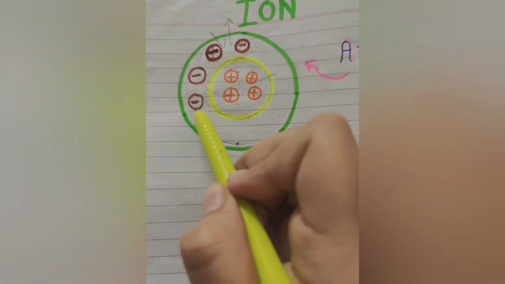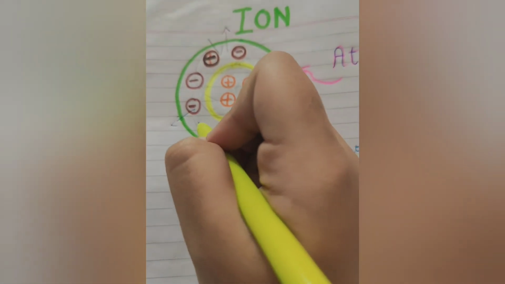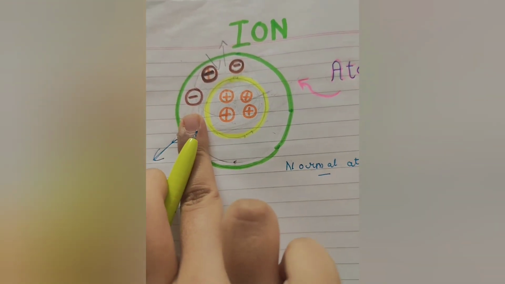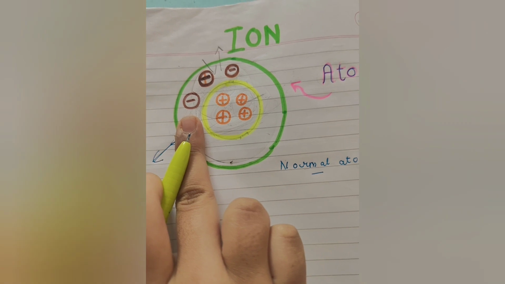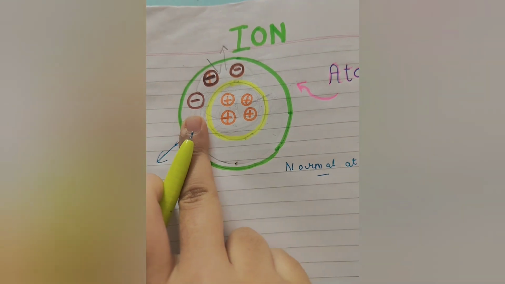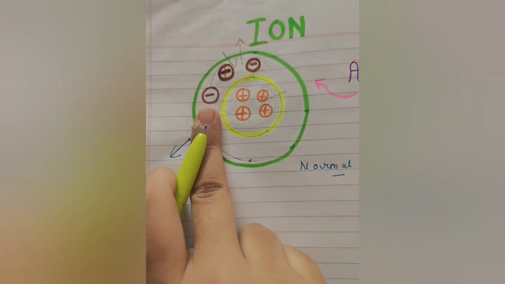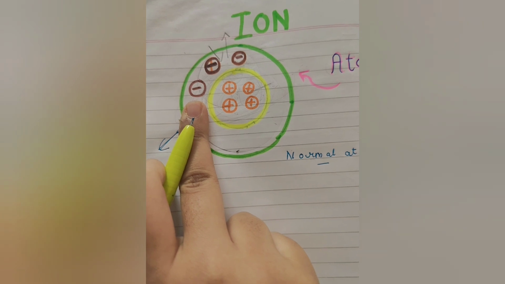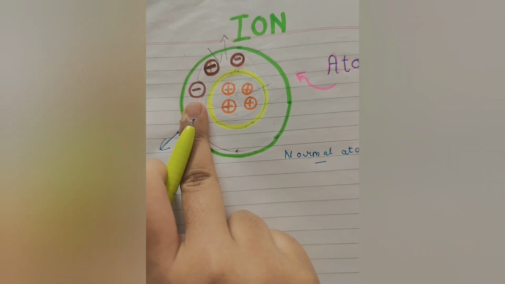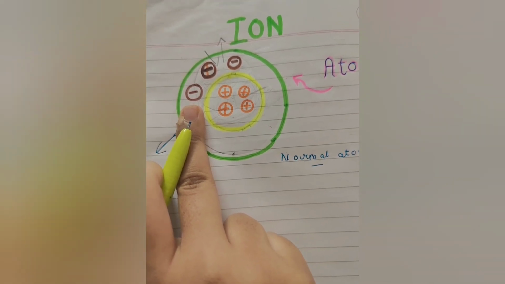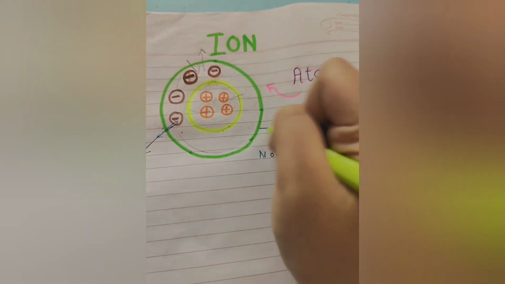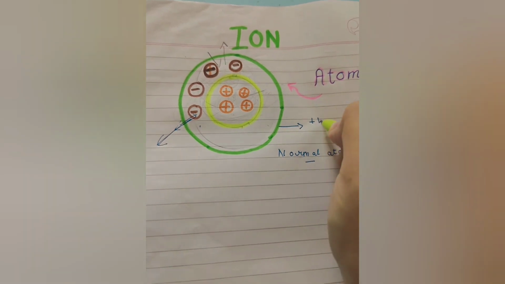Suppose one electron moves out of this atom. It moved out. Okay. So now only 3 electrons are left and 4 protons. They were already there. So now we can see that the number of electrons is less than the number of protons. There are 4 protons and only 3 electrons. So now we can say that this atom has become positively charged.